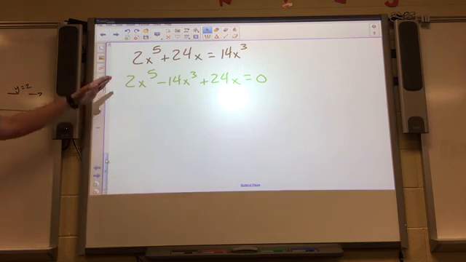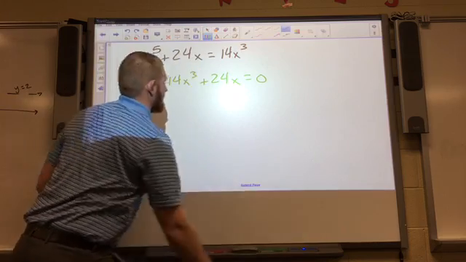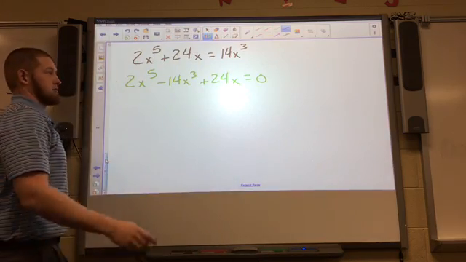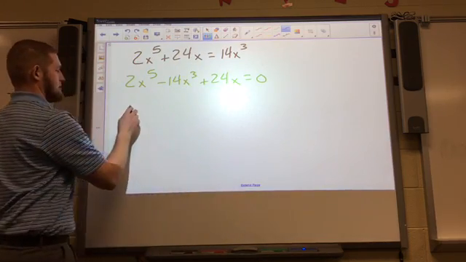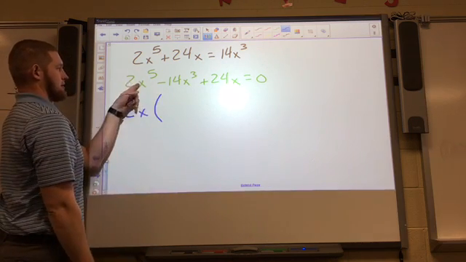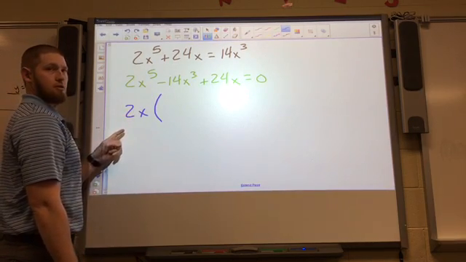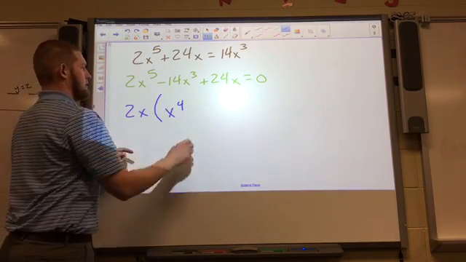Get rid of that 2 because they're all divisible by 2, right? Anything else I can get rid of while I'm doing that? An x, because they all have at least one x. So I'm going to get rid of a 2x first. This leaves what here now? If I take out a 2x. X to the 4th, good.